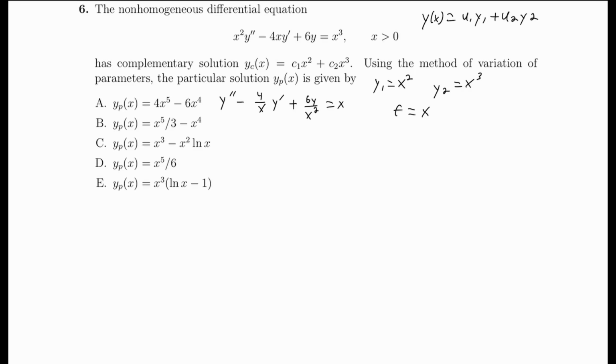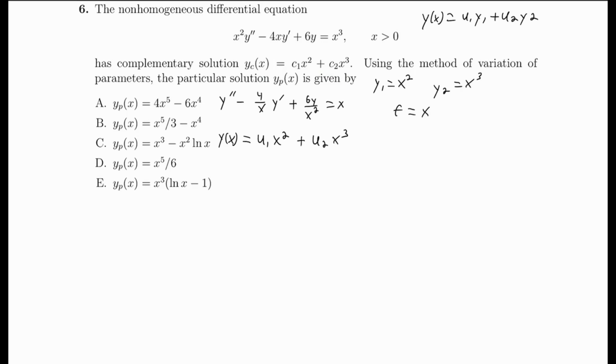So we are given our f, and then we know our two y solutions that we linearly combine to get our complementary solution. So we can write y of x is equal to u1 times y1, which we defined as x squared, and u2 times x cubed. Again, I'm just rewriting essentially this, replacing our constants with these unknown functions u. We can now go ahead and start using our variation of parameters formula.